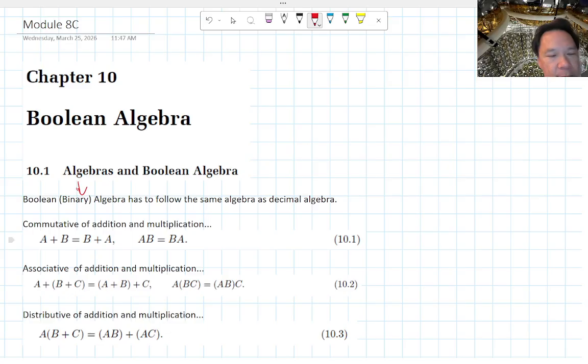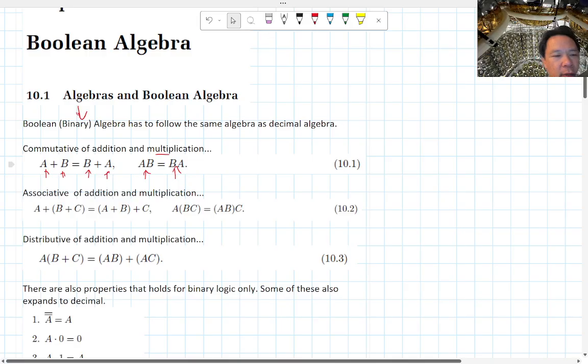So algebra, when you do addition, is commutative. That means 1 plus 2 equals 2 plus 1, right? In this case, A plus B equals B plus A. So you can switch the order in which you add. This shouldn't make a difference. And multiplication is also commutative, right? A times B is the same as B times A.